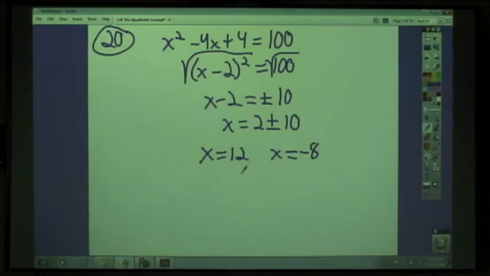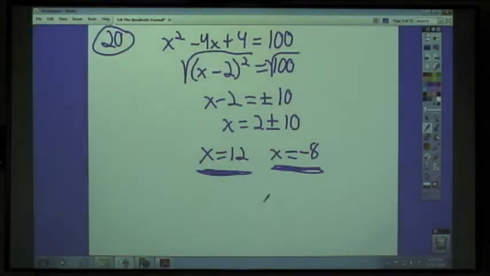Whenever you get some nice little answers like this, this means back here at the beginning, you could have subtracted the 100, set it equal to 0, and factored this thing. And probably factoring it might have been a little bit quicker.